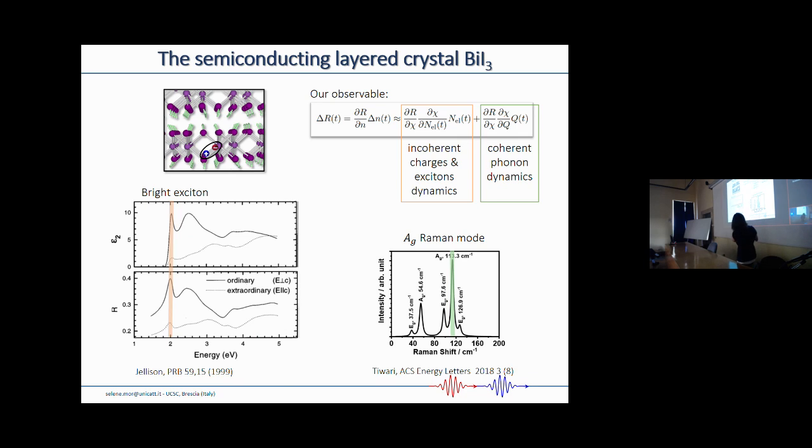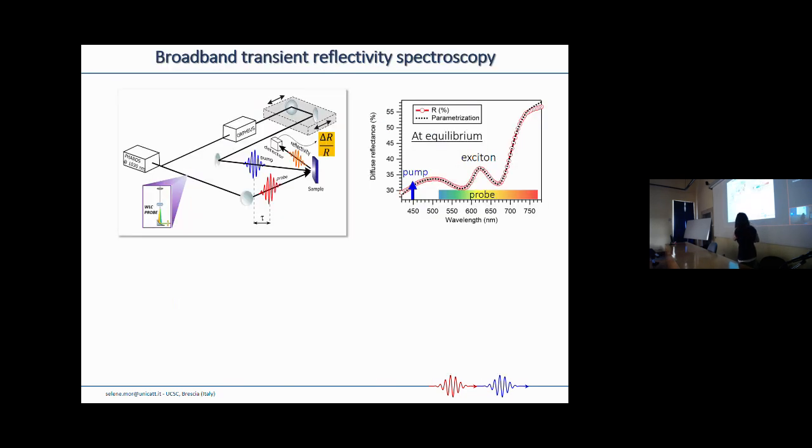So by decomposing your signal into an incoherent and coherent part, ideally you can probe selectively the charge and exciton dynamics and the phonon dynamics. The question was, are those two in a way coupled? And what are the spectral fingerprints of this coupling, if any?